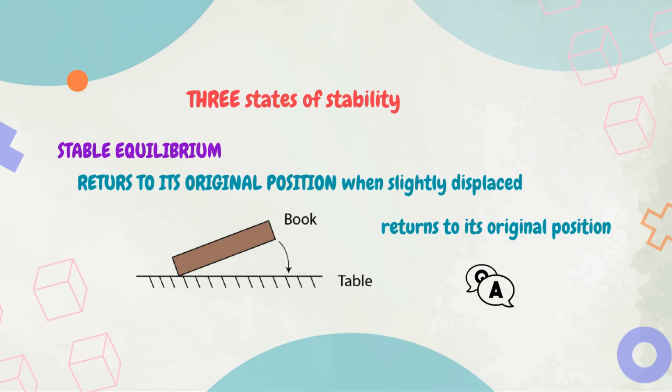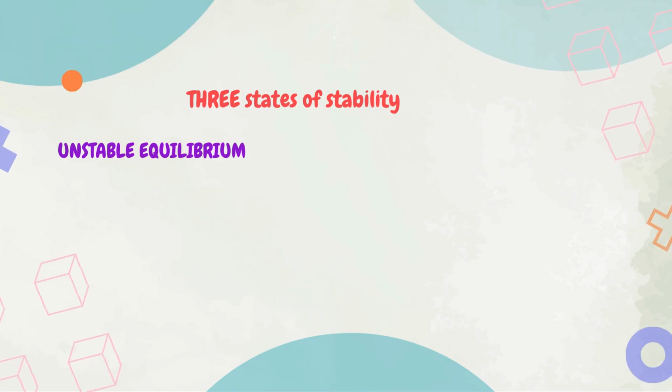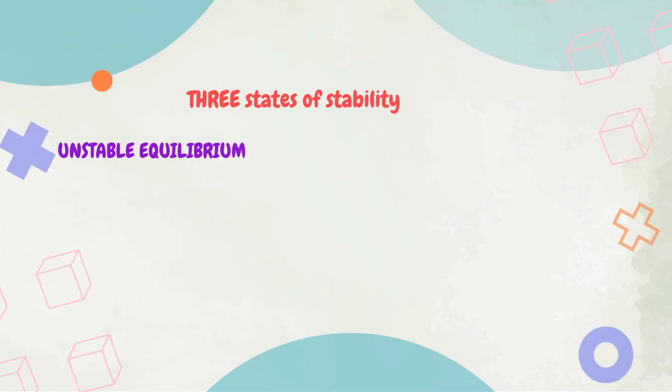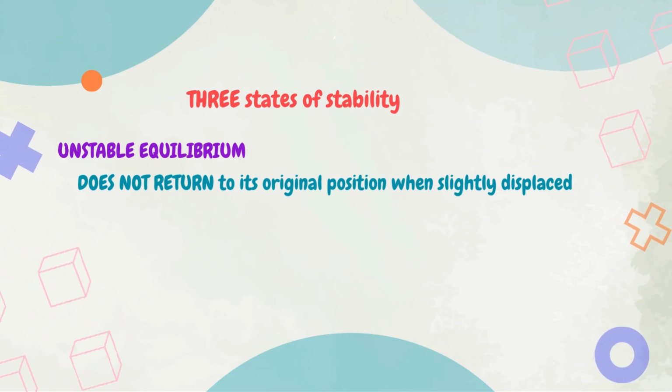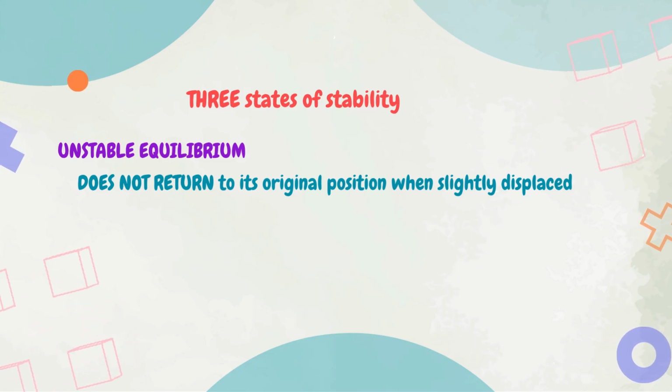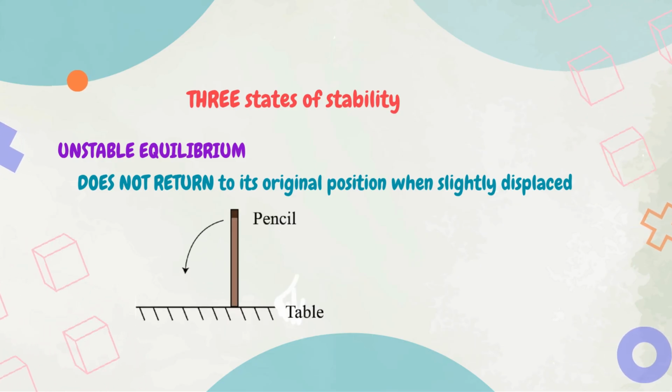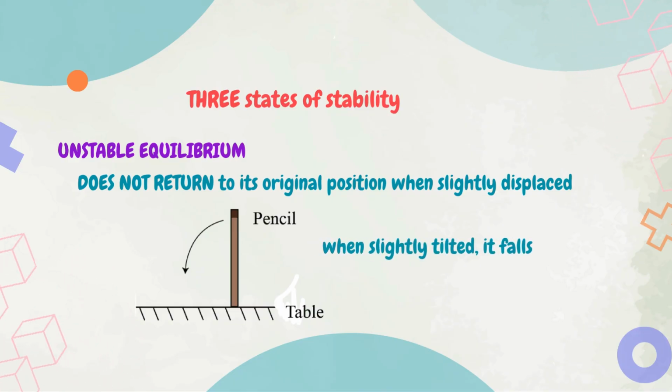Challenge 4. If a bowl is turned upside down, is it still in stable equilibrium? Why or why not? The second state, unstable equilibrium. An object is in unstable equilibrium if it does not return to its original position when slightly displaced. For example, an erect pencil on the table is in unstable equilibrium. When slightly tilted, it falls.